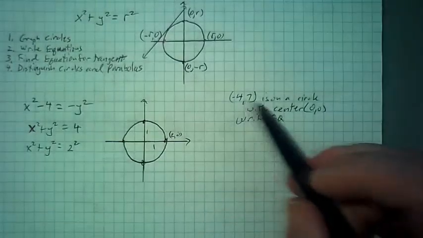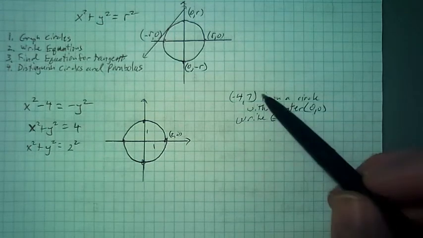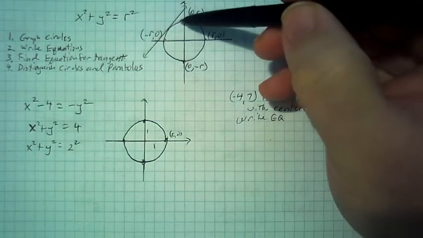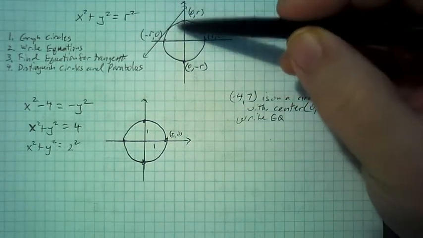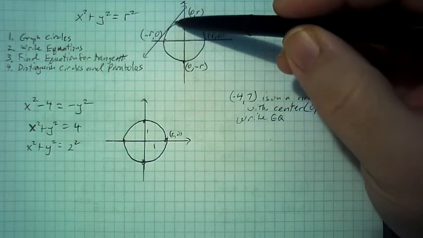So given a point anywhere on the circle, and you know where the center is, you can find the radius. What you need to do to find the radius is find the distance between those 2 points. Negative 4, 7 is, I don't know, this point right here. We need to find the radius, which is the straight line distance.